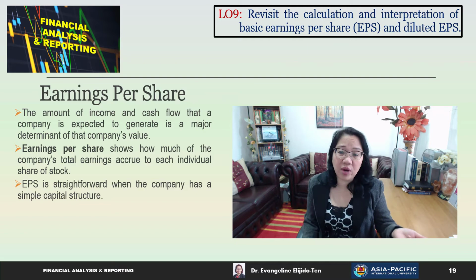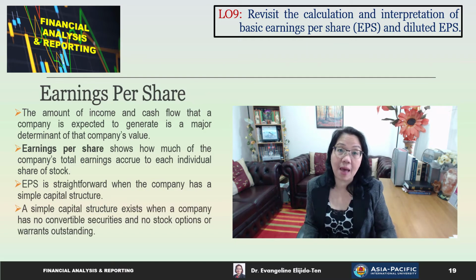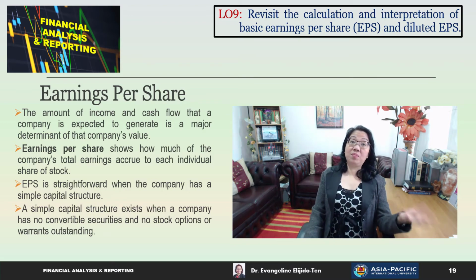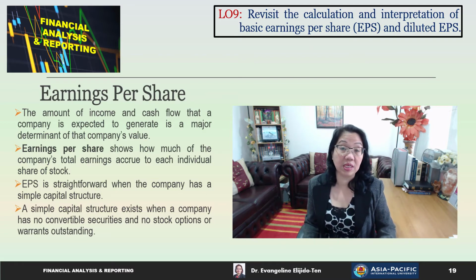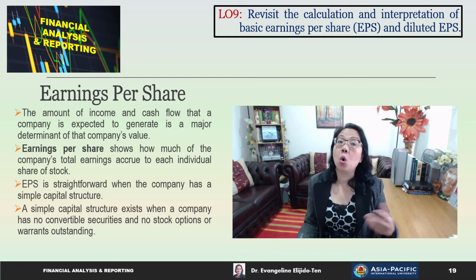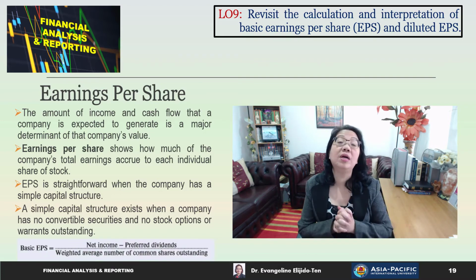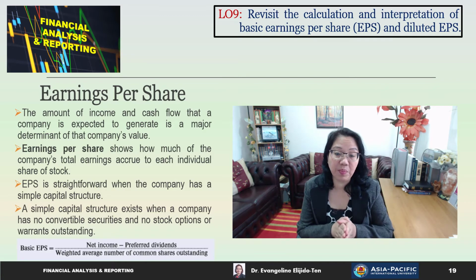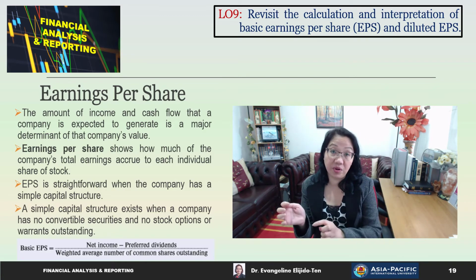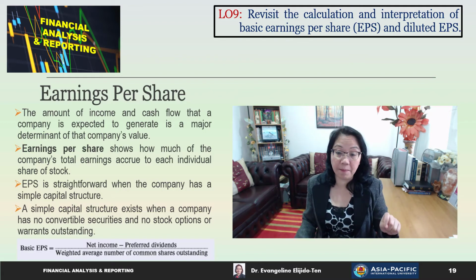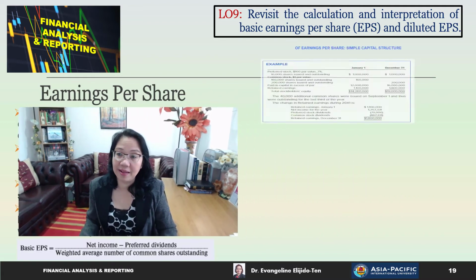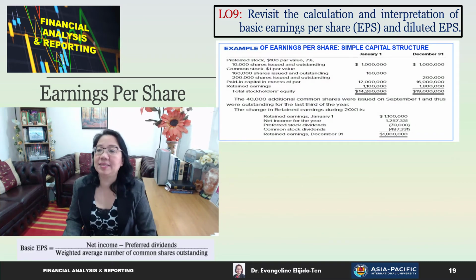EPS is a straightforward calculation when the company has a simple capital structure. So what do we mean by simple? A simple capital structure exists when a company has no convertible securities and no stock options or warrants outstanding. The basic EPS is simply net income minus the preferred dividends and dividing it by the weighted average number of common shares outstanding. So let us have a look at the example here.